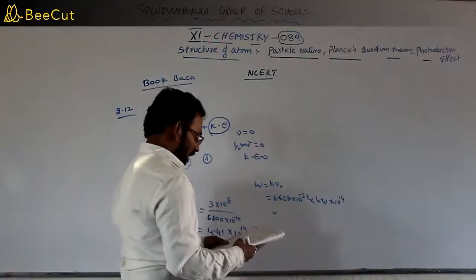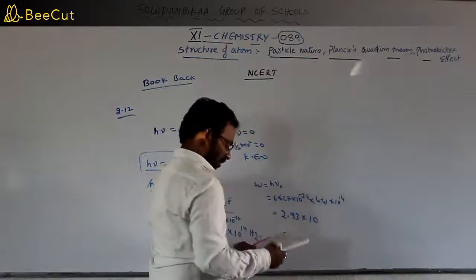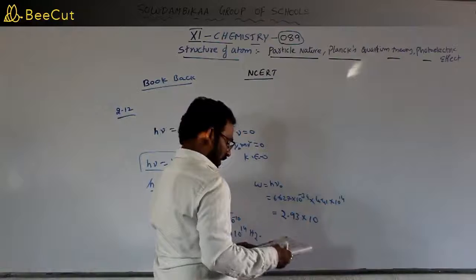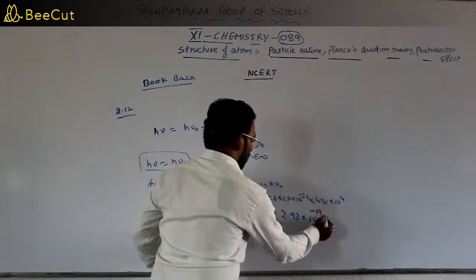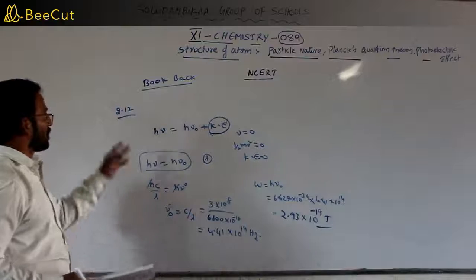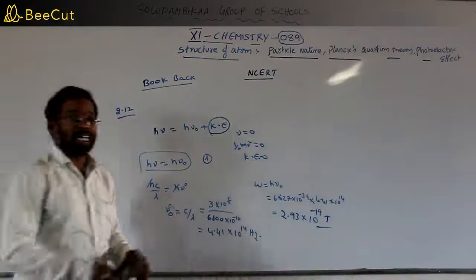So we can get approximately 2.93 into 10 to the power of minus 19 joules. So this completes the NCERT back exercise questions and also the in-text questions.